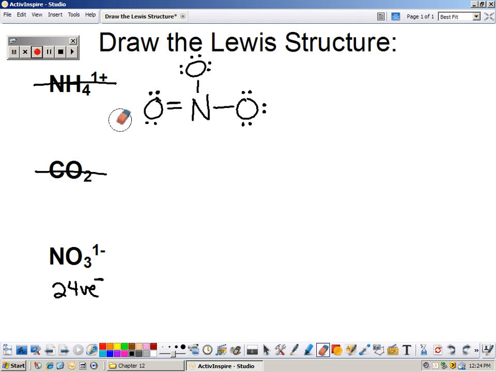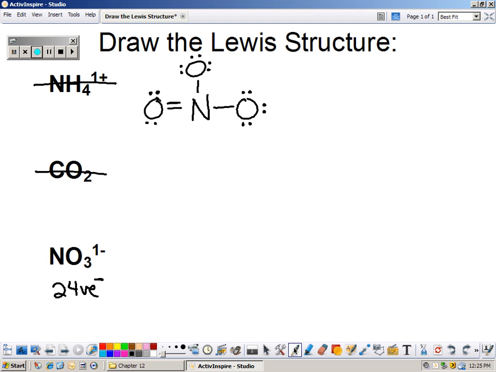Okay, so now, does each atom have an octet? See, the first oxygen with the double bond has 2, 4, 6, 8. Yes, it does. The second oxygen, 2, 4, 6, 8. That has an octet. The third oxygen, again, 2, 4, 6, 8. And then the nitrogen, the double bond, that's 2, 4. And then the other covalent bond, 6, 8. So each atom has an octet now.